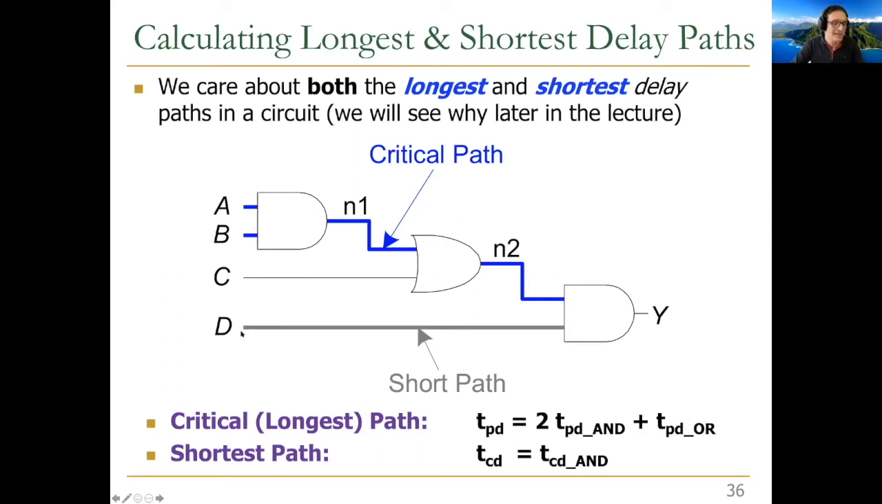Shortest path, again, what is the shortest path here? It goes from input D to output Y through this gate. And there's only 1 gate, that's the AND gate. So we take the contamination delay, minimum delay of this AND gate. So the minimum delay through the circuit is the contamination delay of only the AND gate. Okay, so hopefully that's clear.